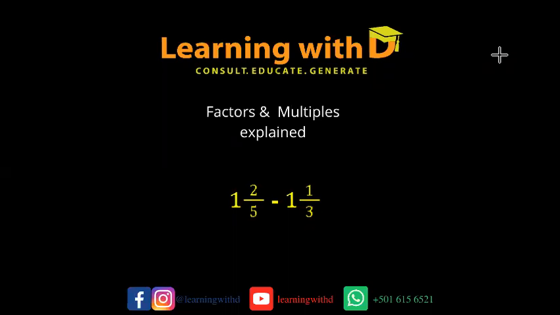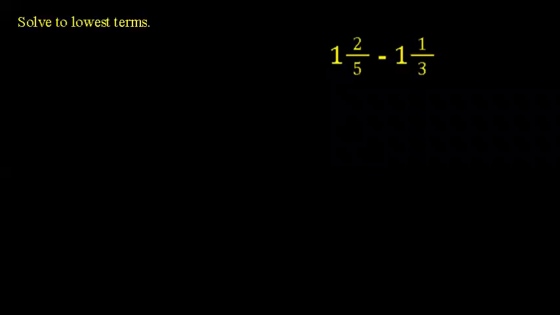Okay, so we're going to look at 1 2/5 minus 1 1/3. So this is a mixed number minus a mixed number. At some point, we're going to have to get a better understanding of factors and multiples in solving this. So let's get going. Our instructions are clear. Solve in lowest terms, okay?